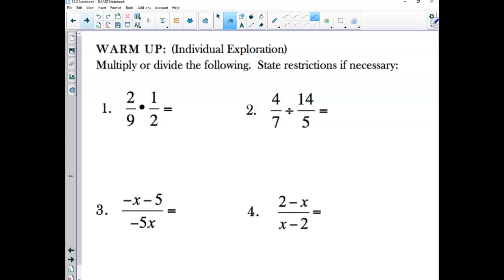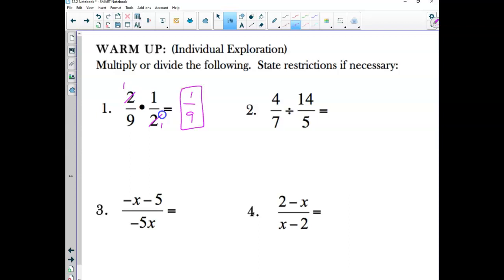Warm up, individual: multiply or divide the following, state restrictions if necessary. Well, a little common phrase I like to use is simplify before you multiply. So I'm going to reduce my 2's to a 1, multiply the top, I get 1, multiply the bottom, I get 1 over 9.